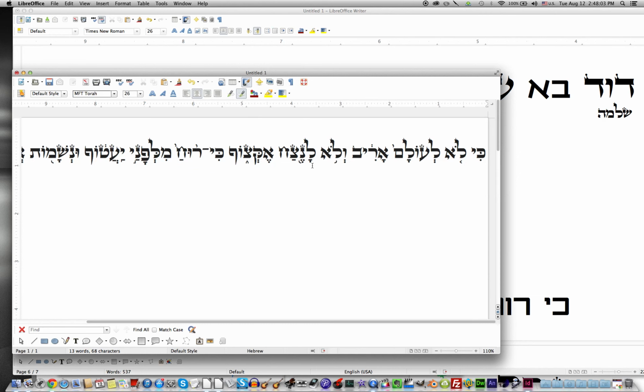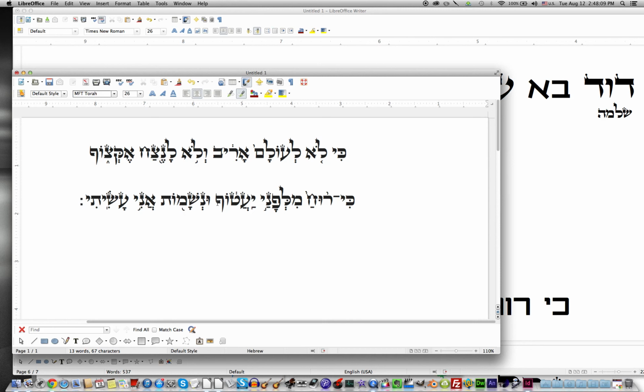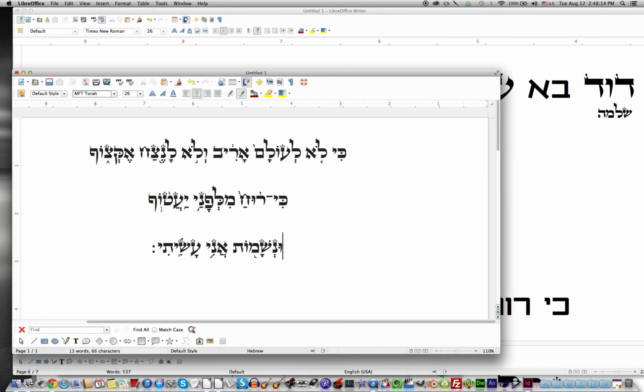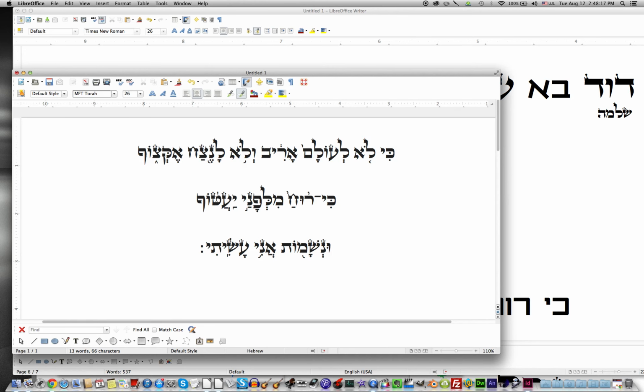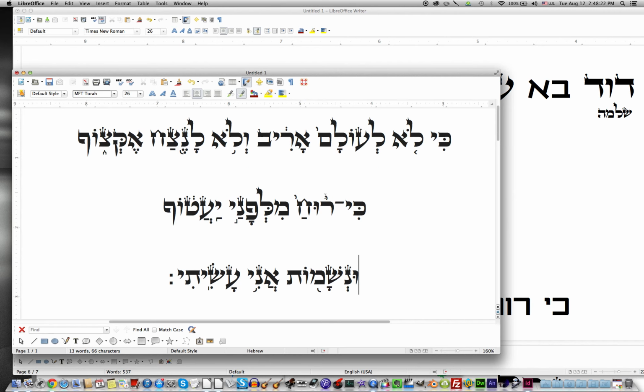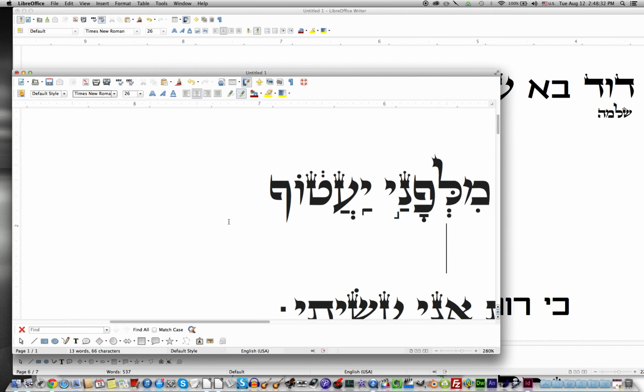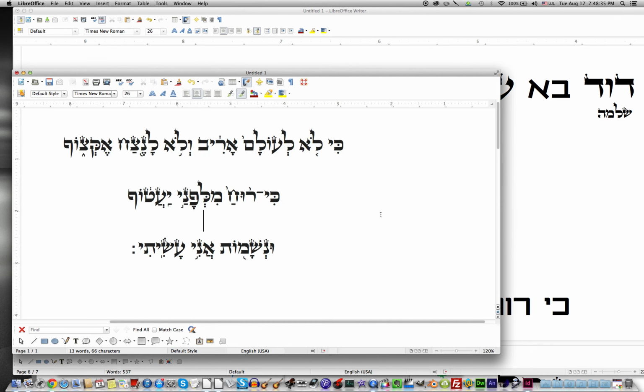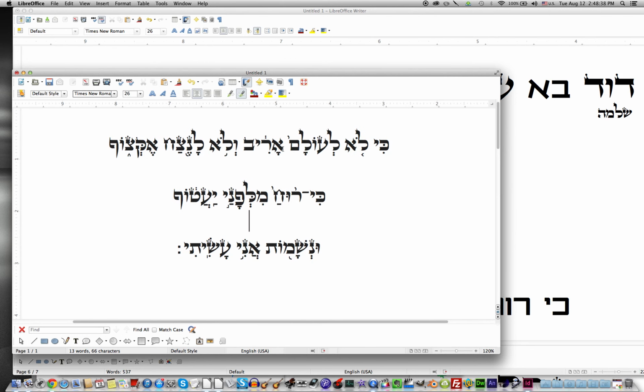Ki lo le'olam ariv velo lanetzach ekzof ki ruach milfanai ya'atof u'neshamot ani asiti. I just had this font made, Baruch Hashem, by Master Font, and we're in the middle of working it out. Some of the Nikud gets a little bit overlapped in some places, like here maybe. But I'm using this version, so I don't know if it's the same in InDesign. Okay. Ki lo le'olam ari velo lanetzach ekzof.